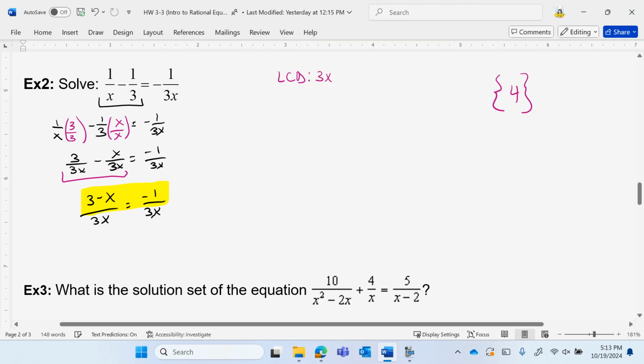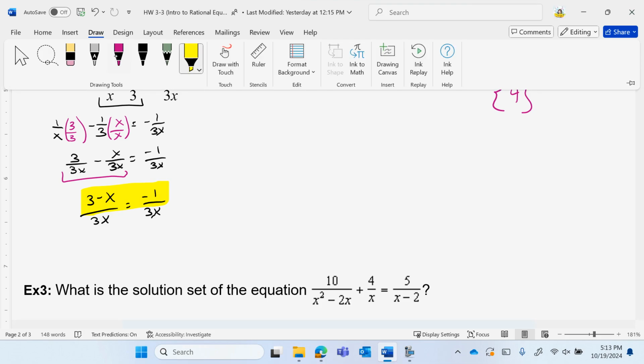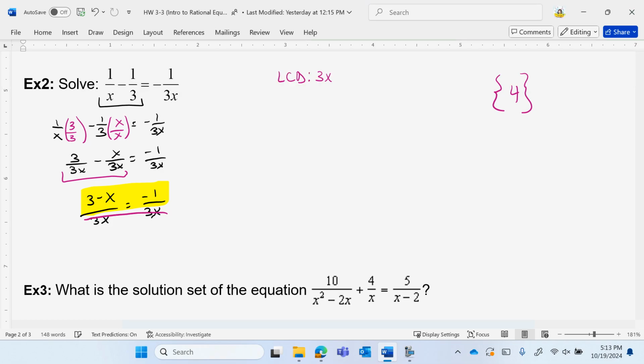Our only goal now is to make the numerators the same. We want the denominators to be equal and the numerators to be equal. We can forget about the denominators and now look at the equation in the numerator. I have 3 minus x equals negative 1.